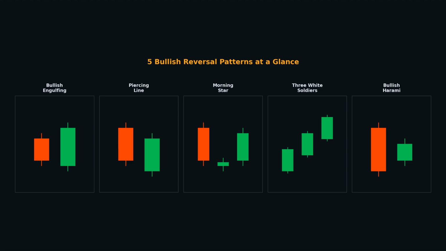And remember the golden rule from lesson 2. It still applies here, maybe even more so. Where the pattern appears matters as much as the pattern itself. A bullish engulfing at a major support level after a long downtrend is a high-quality signal. The same pattern in the middle of a choppy sideways range is just noise.